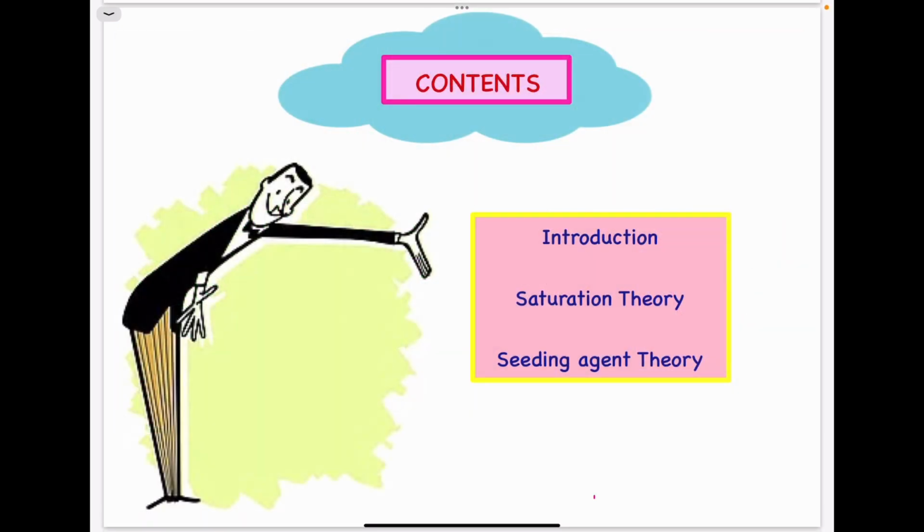So we will be studying the introduction, as in what is calculus. Then we'll move on to the saturation theory in detail, followed by the seeding agent theory in detail.